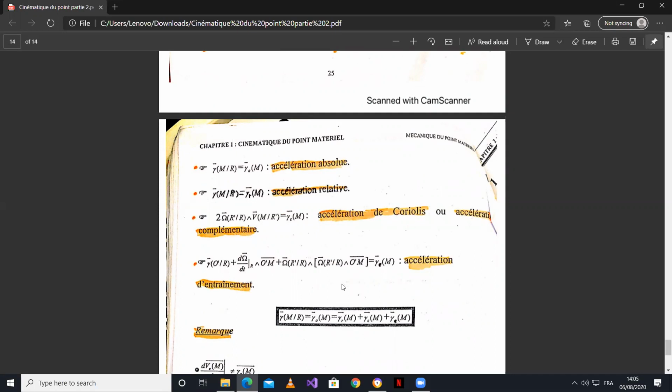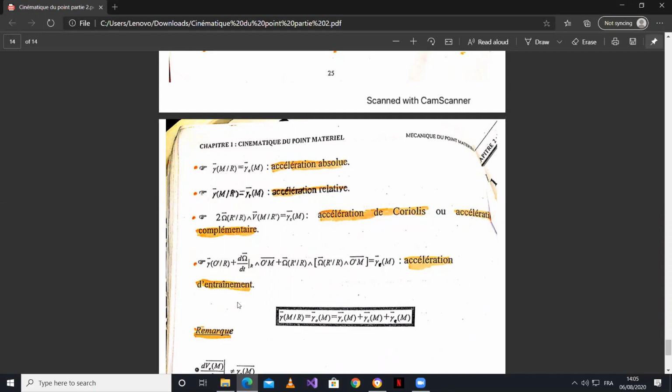So if we have acceleration d'entraînement, it's telling us how the referential R prime accelerated with respect to the referential R, how it was accelerating. That's why when we add the acceleration d'entraînement and the acceleration relative plus the acceleration de Coriolis, which is the acceleration complémentaire, we get the absolute acceleration. It's giving you the acceleration of everything.